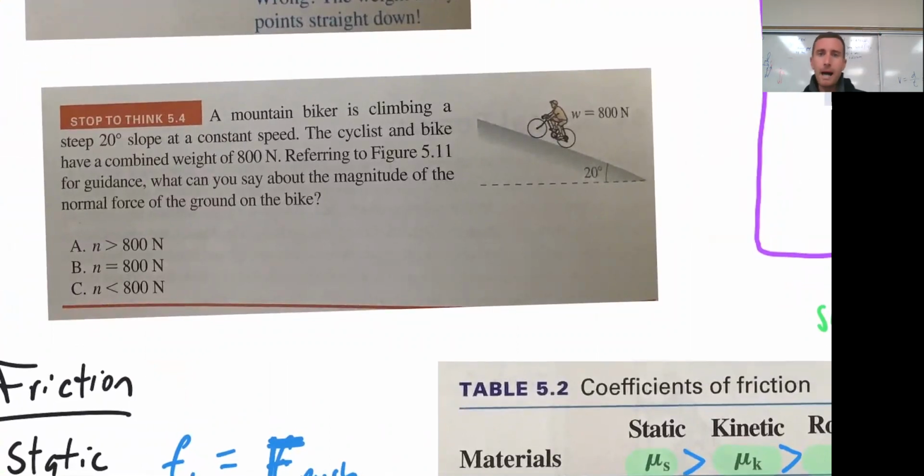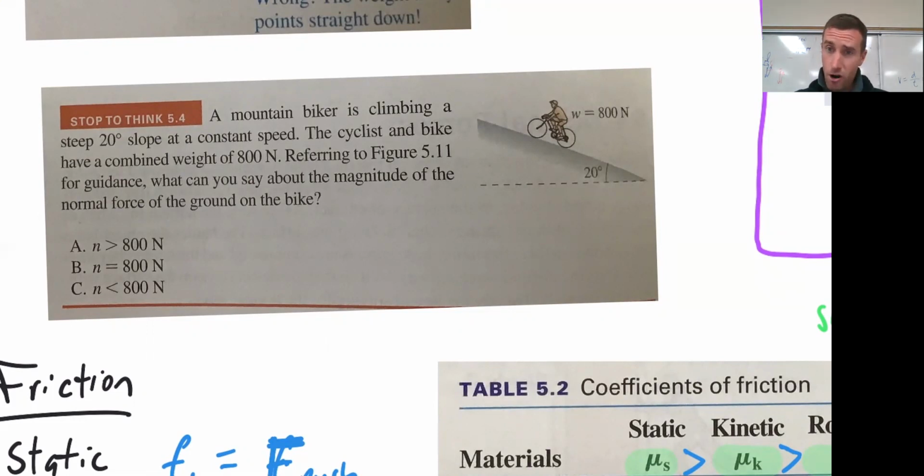Let's take a look at a stop and think. A mountain biker is climbing a steep 20-degree slope at a constant speed. The cyclist and bike have a combined weight of 800 newtons. Referring to figure 5.11 for guidance, what can you say about the magnitude of the normal force of the ground on the bike? Okay, so I know that the weight is 800 newtons.